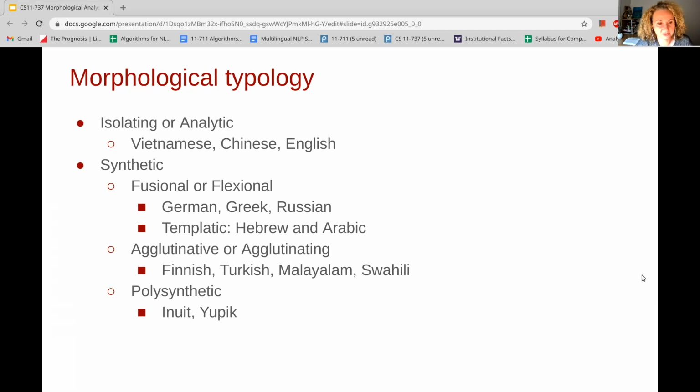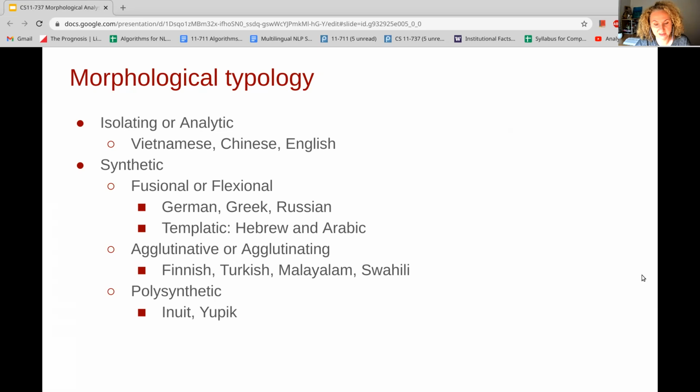The next category is agglutinative or agglutinating languages. These languages often have many morphemes within a word. Examples include Finnish, Turkish, and Swahili. And these languages have very long words. And finally, the most morphologically rich languages are polysynthetic, which can include whole sentences, whole propositions. They can concatenate them into a single word.